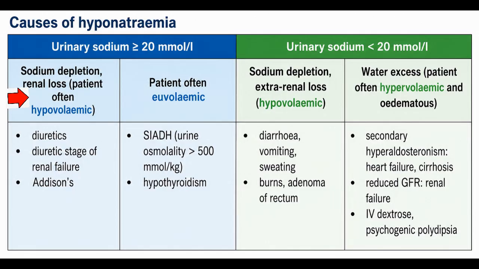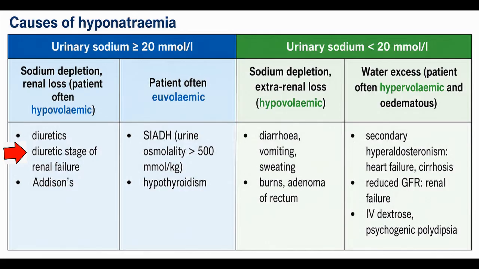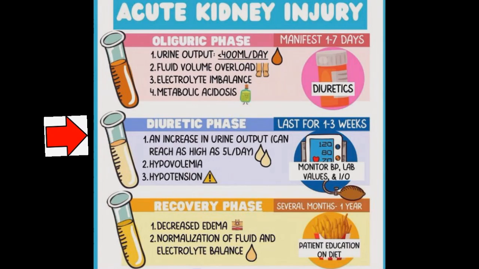The patient is usually hypovolemic because both sodium and water are being lost. Common causes include diuretics, especially thiazide diuretics, which are the most common drug-induced cause of hyponatremia. These drugs increase sodium excretion, leading to volume depletion and low serum sodium. Diuretic stage of renal failure. During the recovery phase of acute kidney injury, the kidneys produce large amounts of urine but cannot effectively reabsorb sodium. As a result, sodium is lost in the urine.